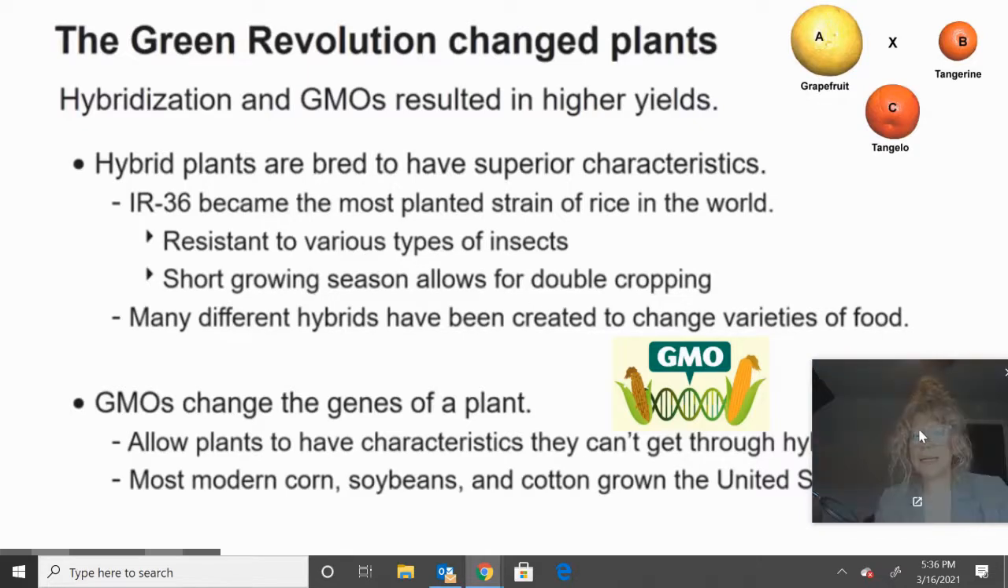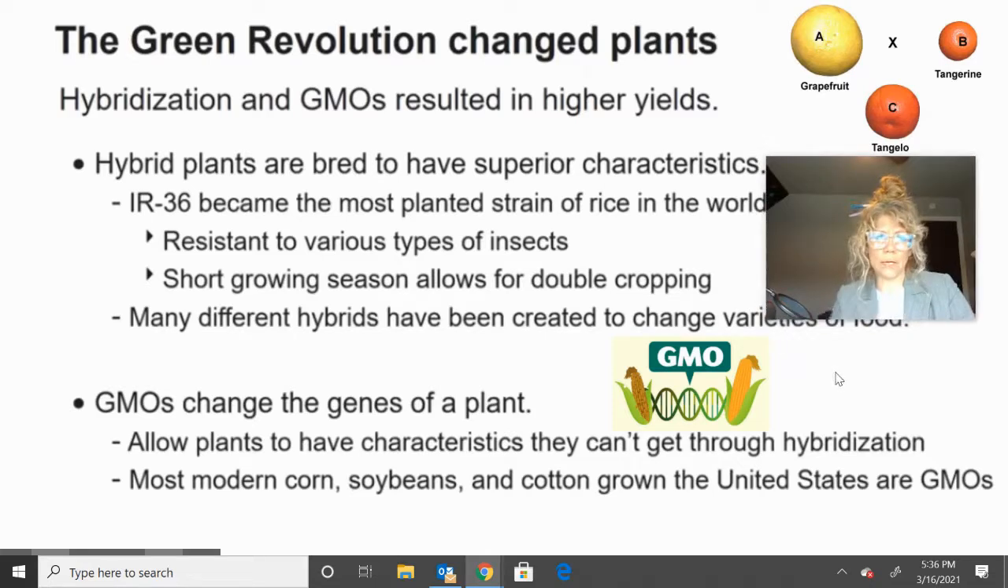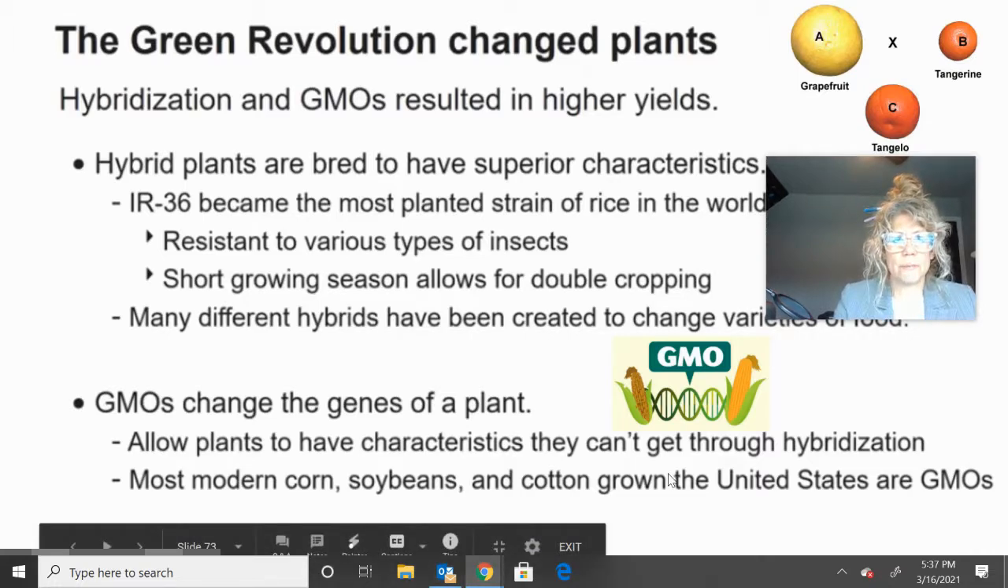All right, and then the next there is GMO, which you all, I'm sure, know. That's genetically modified organism, and that is where you are actually changing the genetics of a plant, in this case, and engineering it in a lab to have superior characteristics. Okay, and then obviously the outcome is that you get exactly what you want out of a plant. It's completely controlled. And then again, you're going to get higher yields with this. So that is hybridization and GMOs.